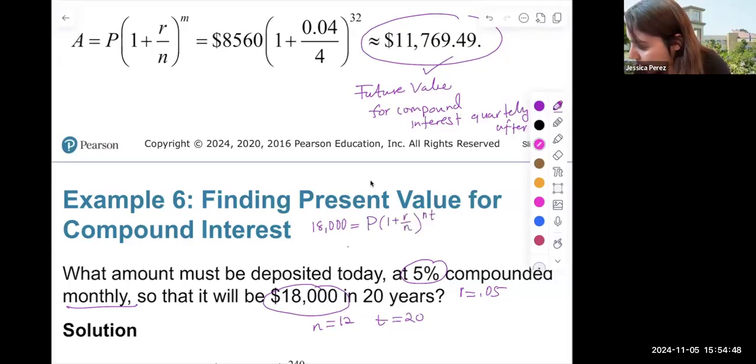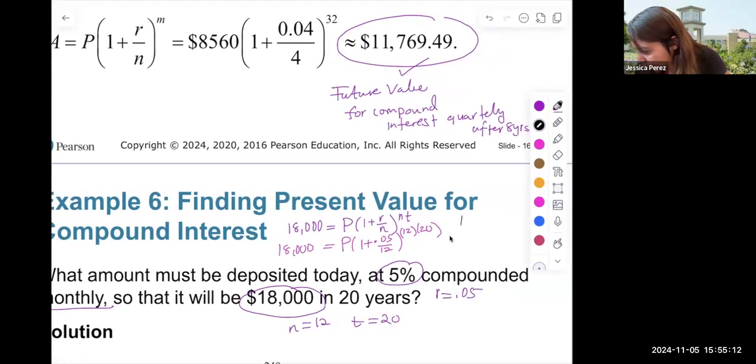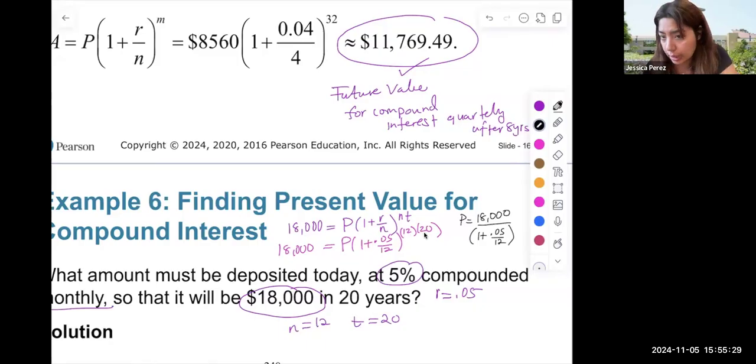So now let's plug it in. We don't know what P is, but we know what R and N are. So it's 0.05 over 12, raised to 12 times 20: 12 monthly, 20 years, NT. And then here we have 18,000. If we want to solve for P, we need to divide everything out. So P is equal to 18,000 divided by 1 plus 0.05 over 12, all raised to, well, what's 20 times 12? 2 times 12 is 24, add a 0, 240.